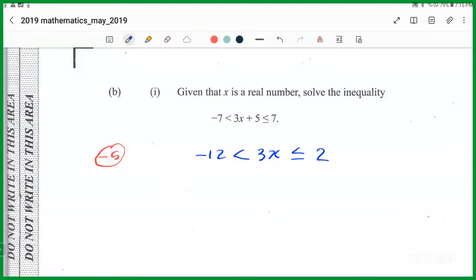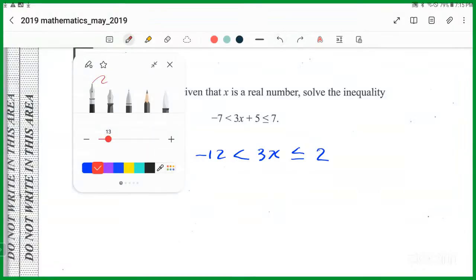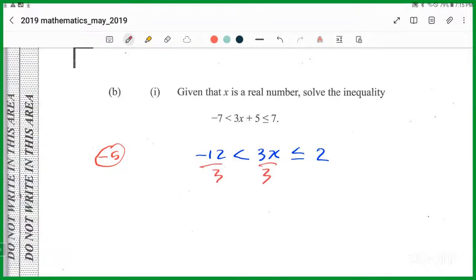Then we need to get rid of this 3. How do we get rid of that 3? We're going to have to divide by 3 on all the sides. Dividing by 3 is dividing by a positive 3, so these inequality signs stay as they are. Let me write it. Divide each side by 3 because I want to leave x alone in the middle.